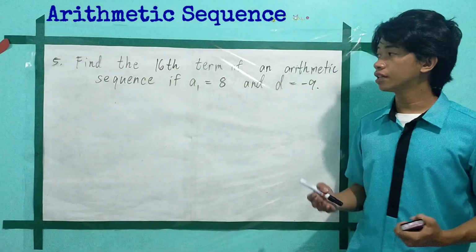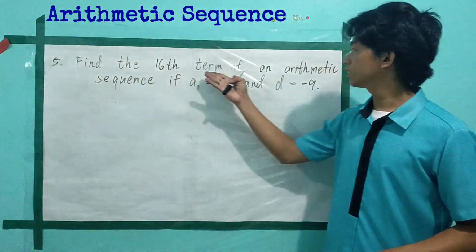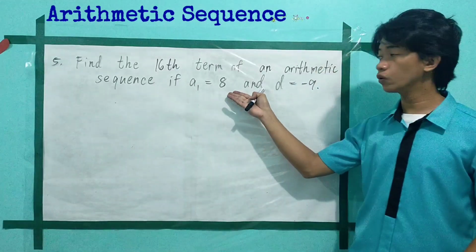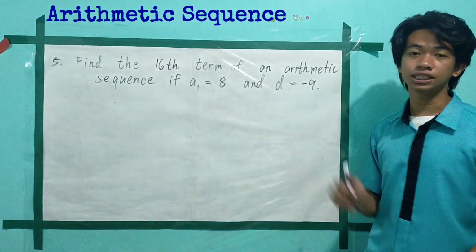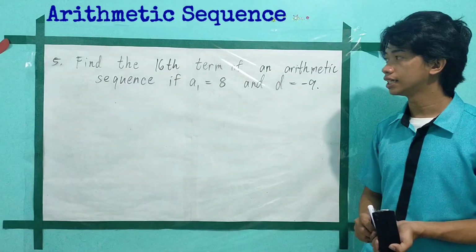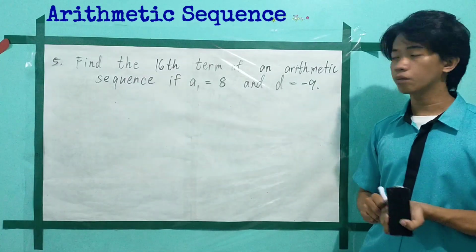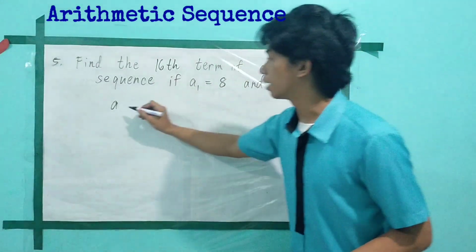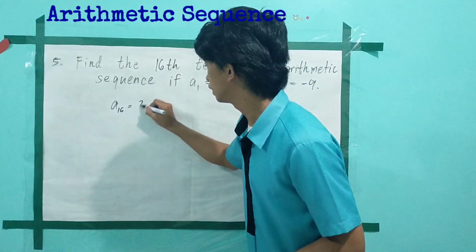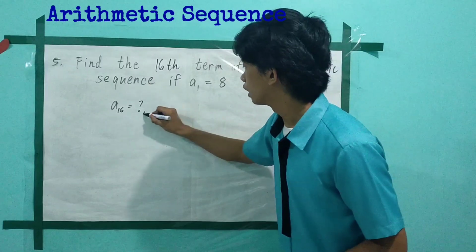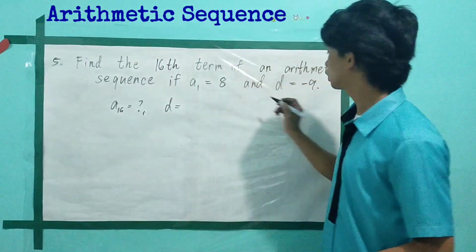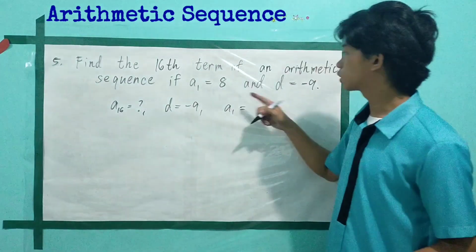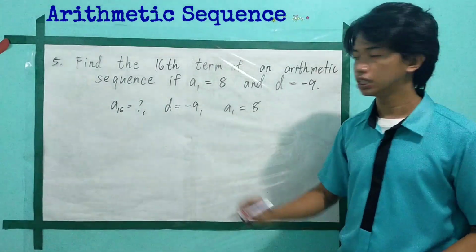Okay, problem number 5. Find the 16th term of an arithmetic sequence if a sub 1 is equal to 8 and the difference is equal to negative 9. Okay, so same lang din sa problem number 4 natin. 16th term nga lang ang hinahanap. So, a sub 16, ayan ang ating hinahanap. So, the common difference is equal to negative 9. And ang ating a sub 1 is equal to 8.